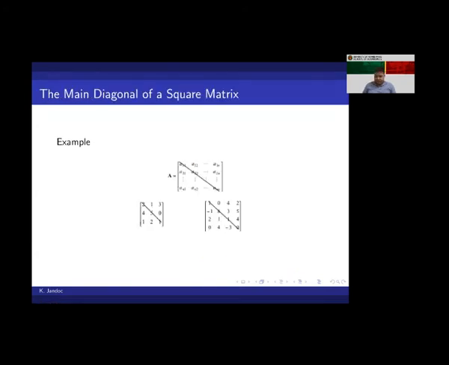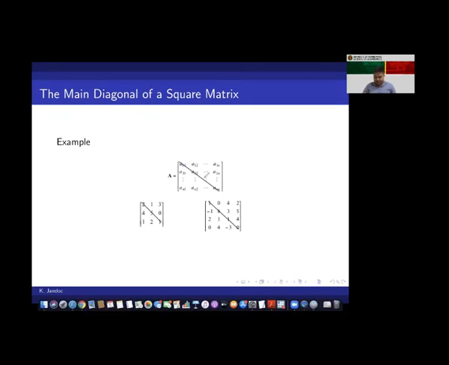Now, in the next few slides, we will learn about the concept of a triangular matrix. But first, recall the definition of the main diagonal. So the main diagonal is just, for example, in this matrix, these entries. Okay, so these are entries with the same index. So A11, A22, A33, and so on and so forth, up to Ann. So for a 3 by 3 matrix, this is the main diagonal. And for a 4 by 4 matrix, this is the main diagonal.